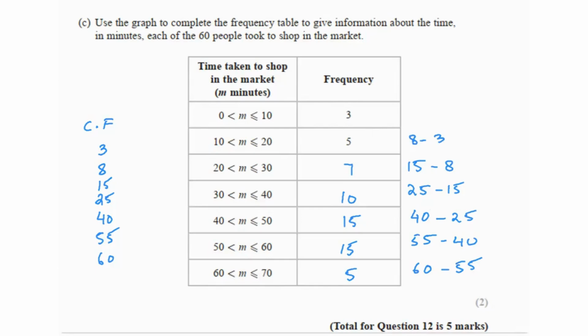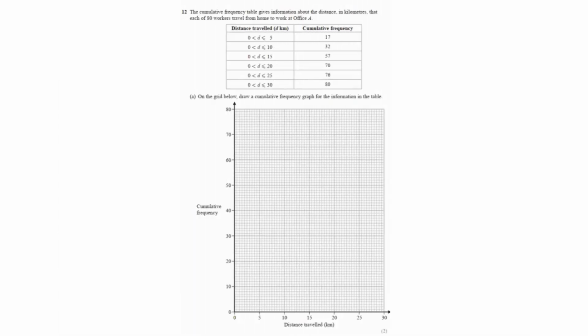And the next question says the cumulative frequency table gives information about the distance in kilometers that each of 80 workers travel from home to work at office A. On the grid below, draw a cumulative frequency graph for the information in the table. So they've already given us the cumulative frequency. We just have to plot the points. As you know, for the x-axis, we pick the maximum points in the intervals. So just going to stick to that. So when D is 5, Y is 17.